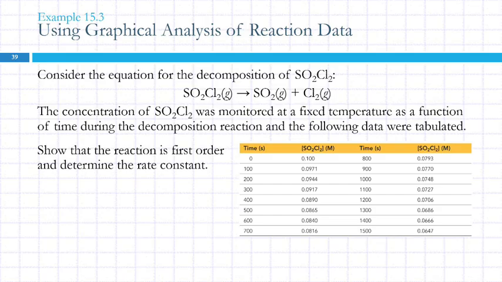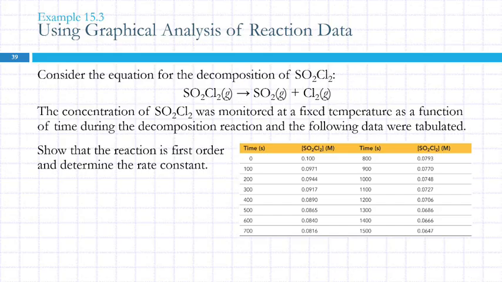So let's look at an example. We're going to look at the equation for the decomposition of SO2Cl2. So they monitor this concentration at a fixed temperature as a function of time. So here we have time 0 to 1500 seconds, and they've measured the concentration of the reactant at each of those times. So this is asking us to show that the reaction is first order and determine the rate constant.